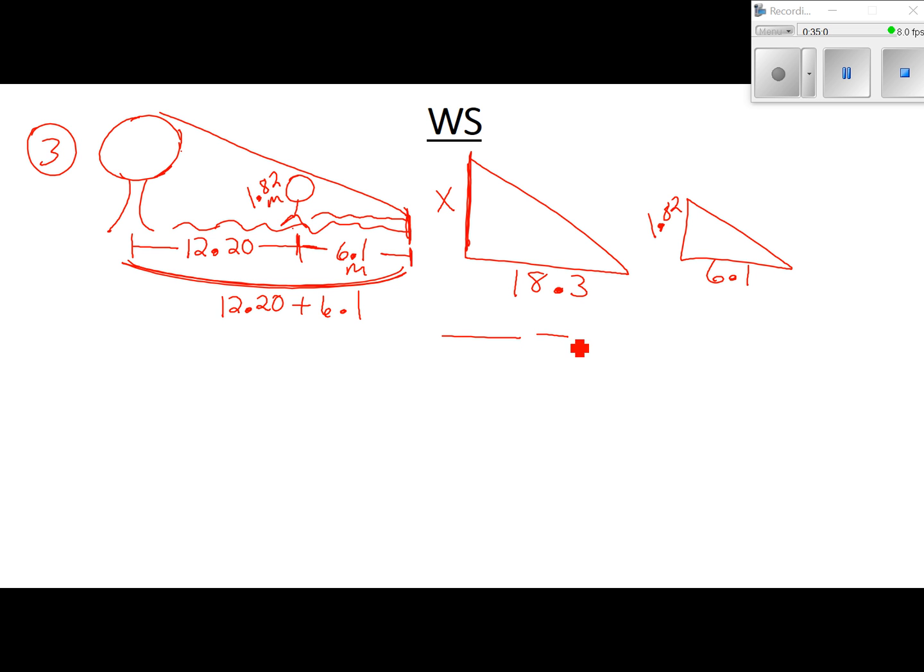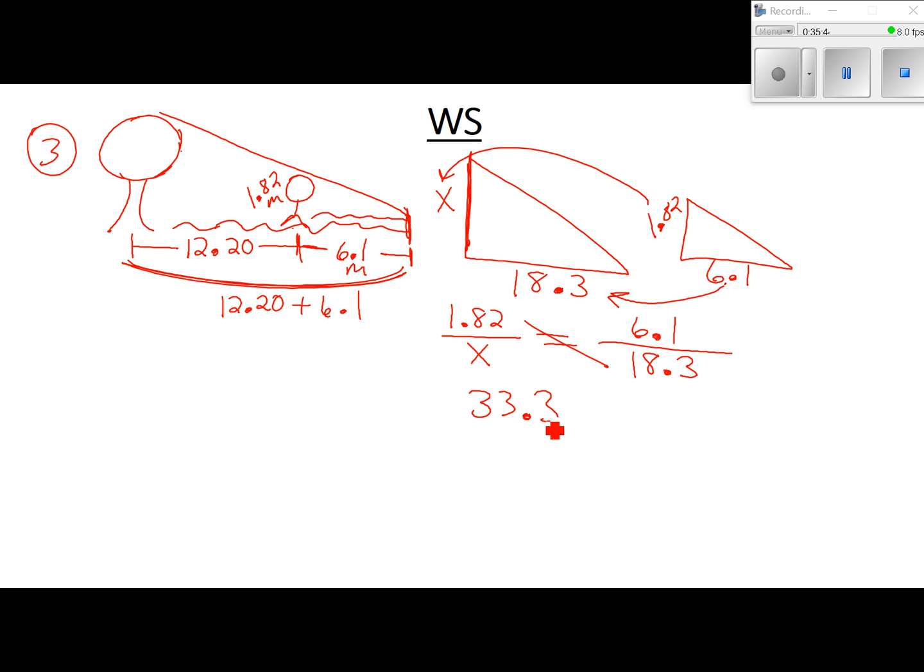Then we set up our proportion. Juanita's height, 1.82, matches up, and I'm going backwards this time, just putting Juanita first, it doesn't matter, to the tree's height, which is X. And then Juanita's shadow matches up to the tree's shadow, so 6.1 matches up to 18.3. Cross multiply, you grab your calculator, 1.82 times 18.3, and we end up with about 33.3.